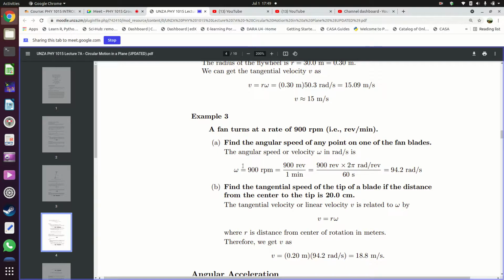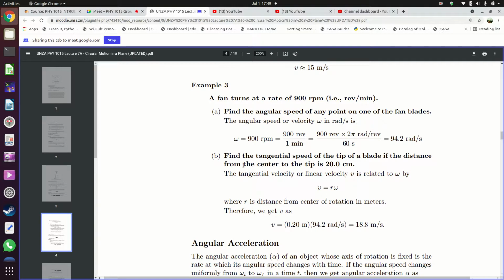Next, we have talked about angular displacement, which is the distance you cover in terms of angles. We have also talked about angular velocity. Now, there are some bodies which have the same angular velocity.